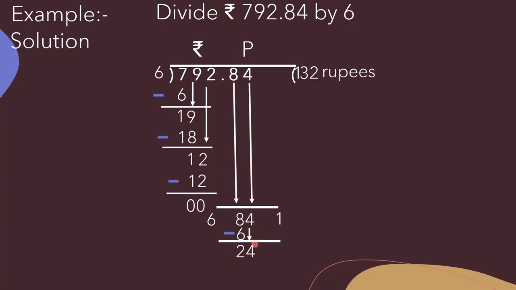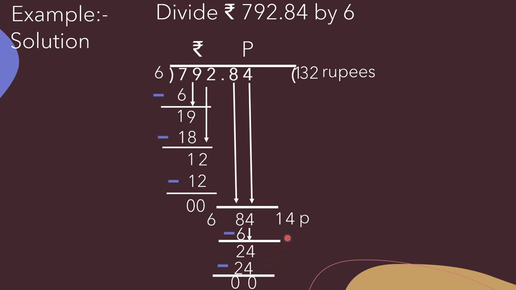Now we will bring down 4 and the number becomes 24, and we know that in the table of 6, 24 comes at which number? At number 4. So here we will write 4 at quotient place and 24 below 24. Now we have to subtract. So 4 minus 4, 0, and 2 minus 2, 0.